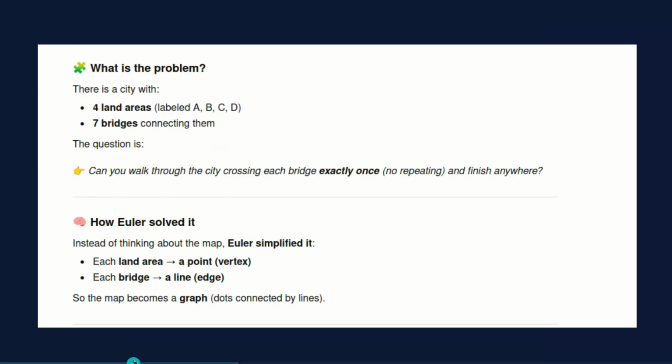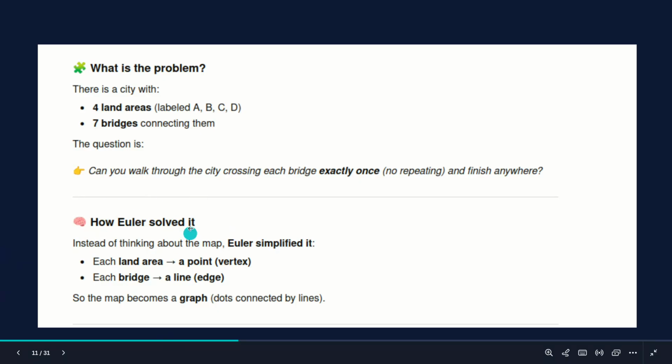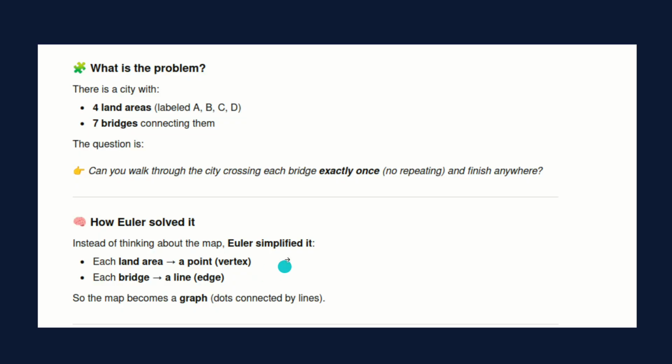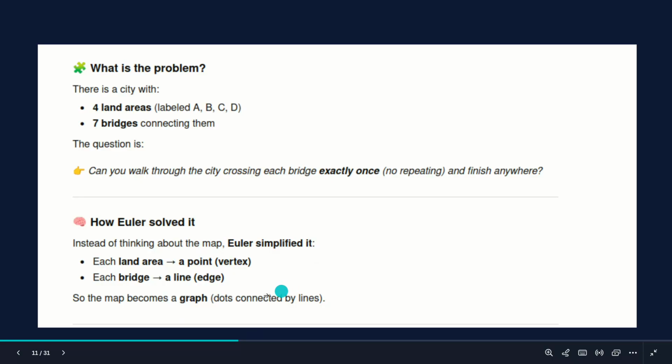So Euler came into the picture, and let's see how Euler solved this. Instead of thinking about the map, Euler simplified it, treating each land area as a point or a vertex and each bridge as an edge. So the map becomes a graph. A graph is made up of a lot of vertices and edges connecting these vertices. So what did Euler do? Euler tried to simplify this problem by considering A, B, C, D, our land areas, that is the islands, as our vertices and the bridges connecting these islands as edges.